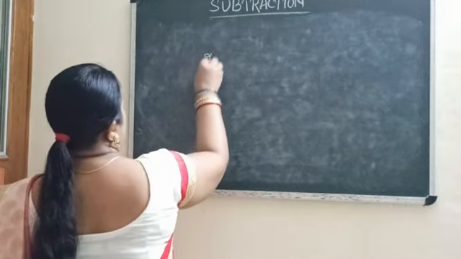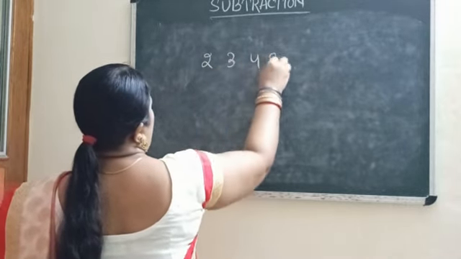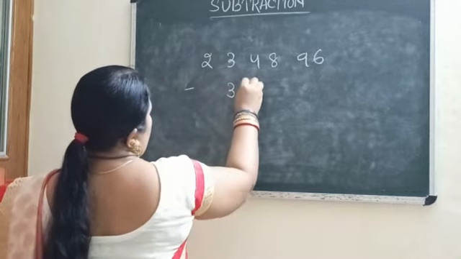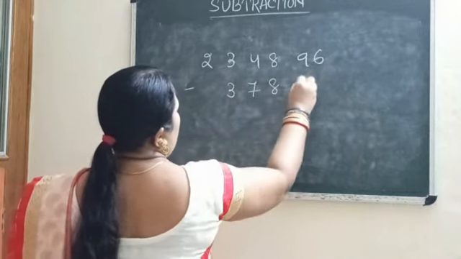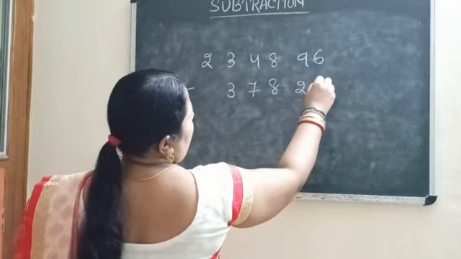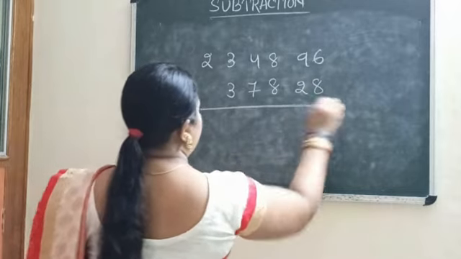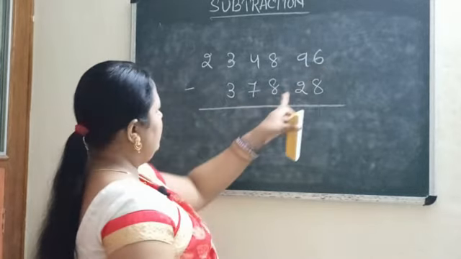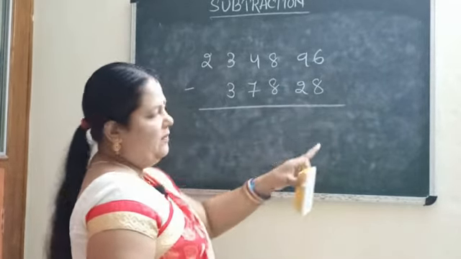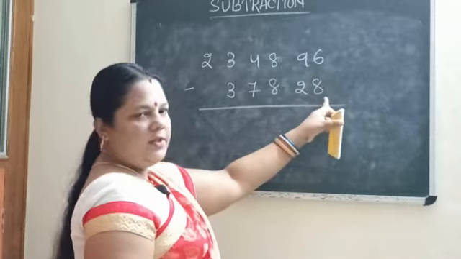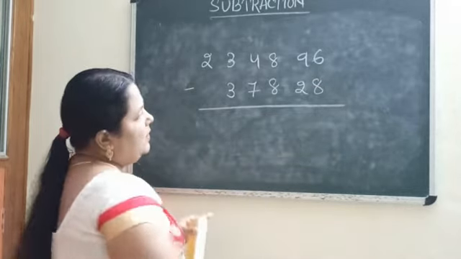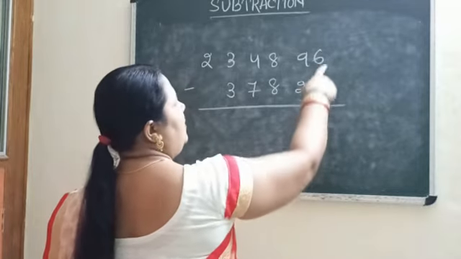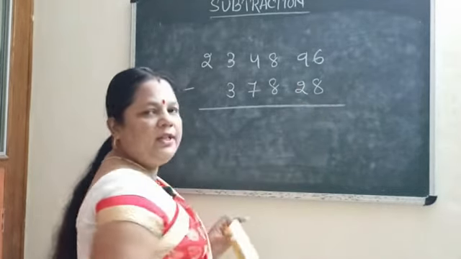Let me take another example. 234896 minus 3782. Okay, so this one is the minuend, the larger value, and this one is the subtrahend, the smaller value. So we will start subtraction from ones place. See, from ones place, this is 6, this is 8. Again, from smaller to higher we cannot subtract.